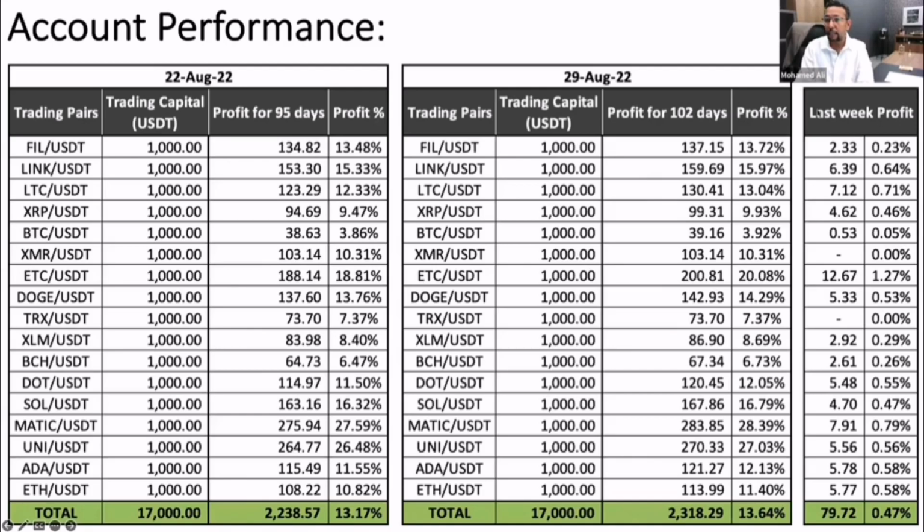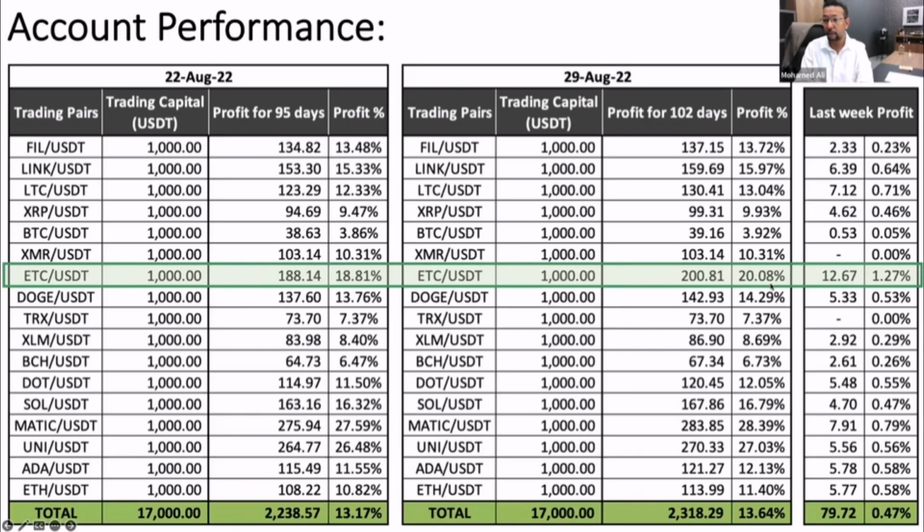Let's look at the last week profit. This is the difference between 29th and 22nd. That gives us the result that happened in the last week. If you see, everything is just below 1%, except for one coin. This is the highest performer for last week. It was ETC. It made 1.27% in profit, which is 12.67 USDT.